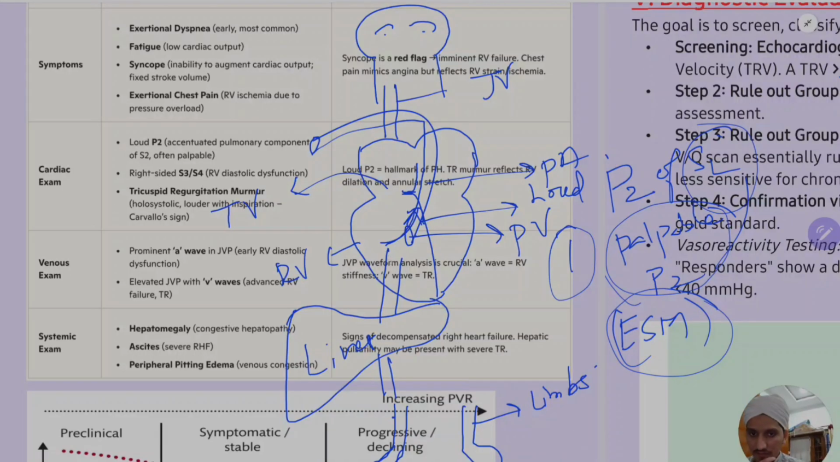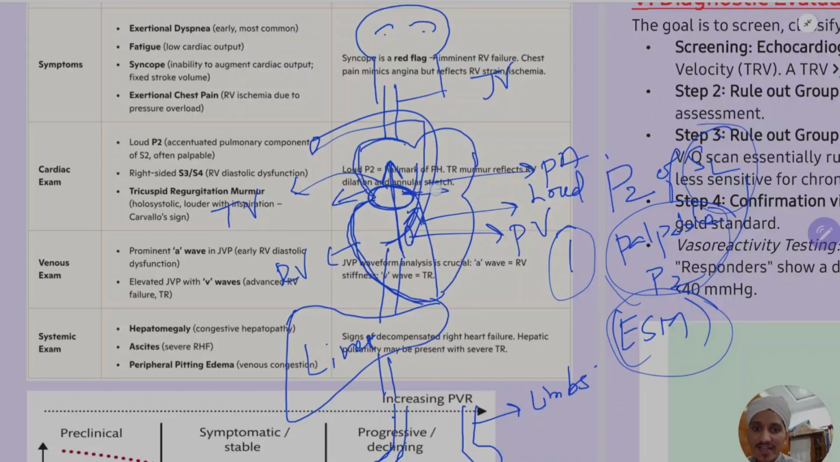Now, as time progresses, there is hypertrophy of the right ventricle, and there can also be hypertrophy of the right atrium. When there is hypertrophy of the right ventricle, the annulus of the tricuspid valve, the diameter of the annulus, will increase. What will this lead to? This will lead to tricuspid regurgitation.